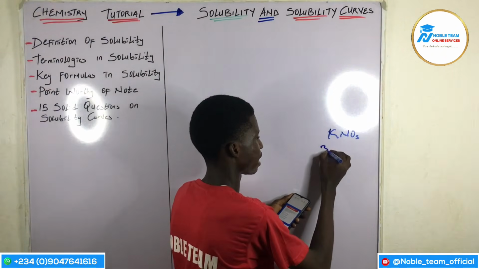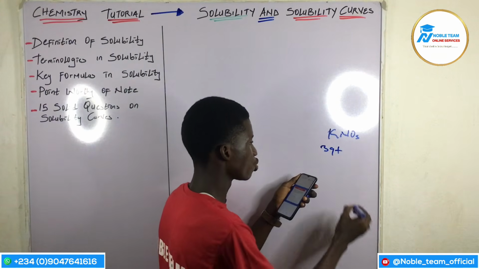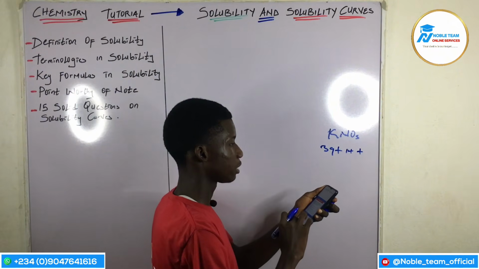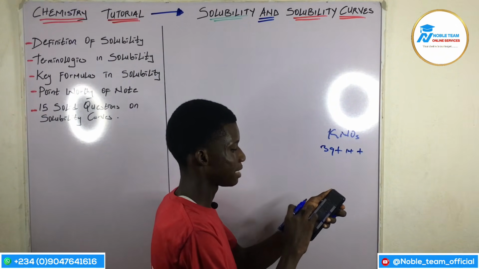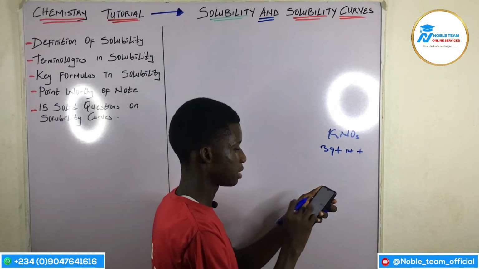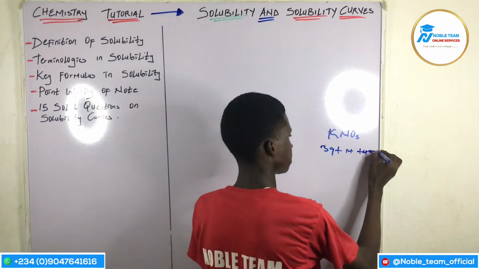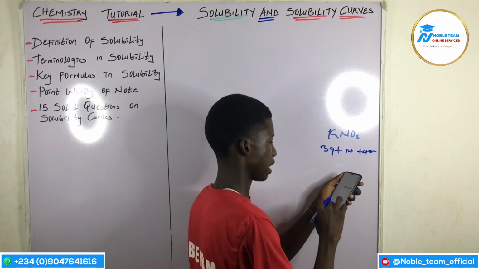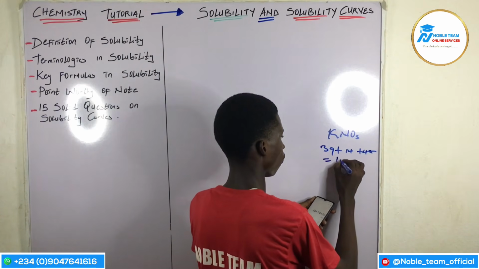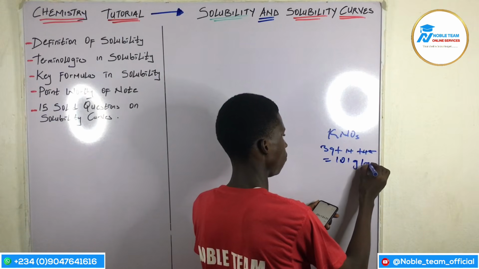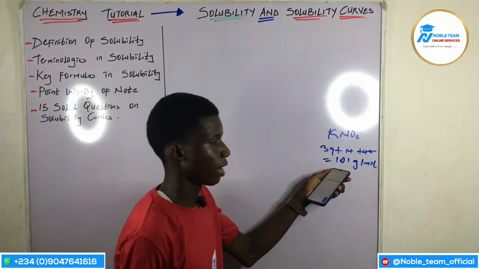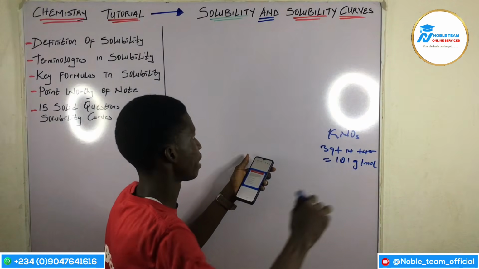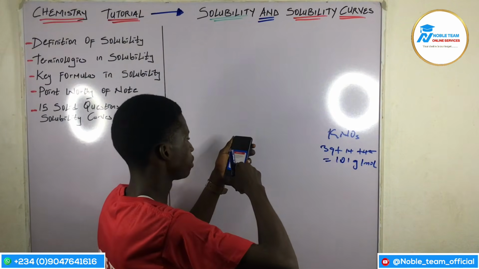Potassium is 39, plus nitrogen is 14, then plus oxygen is 3 multiplied by 16, we have 48. Then sum it up: 48 plus 14 plus 39, we have 101 gram per mole. This is the molar mass of potassium nitrate. Now let's look into this particular question and solve. Our mass of the solute is what?